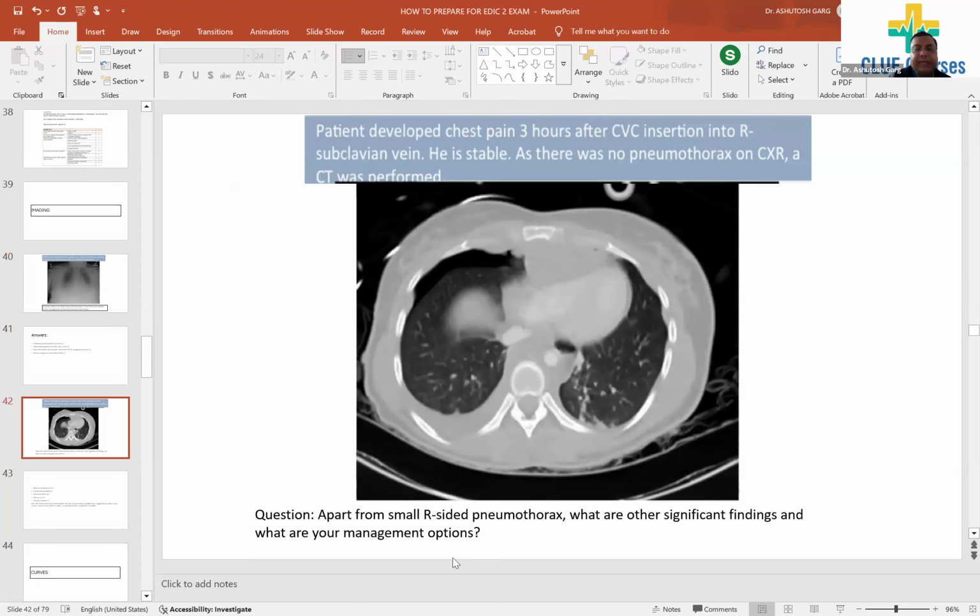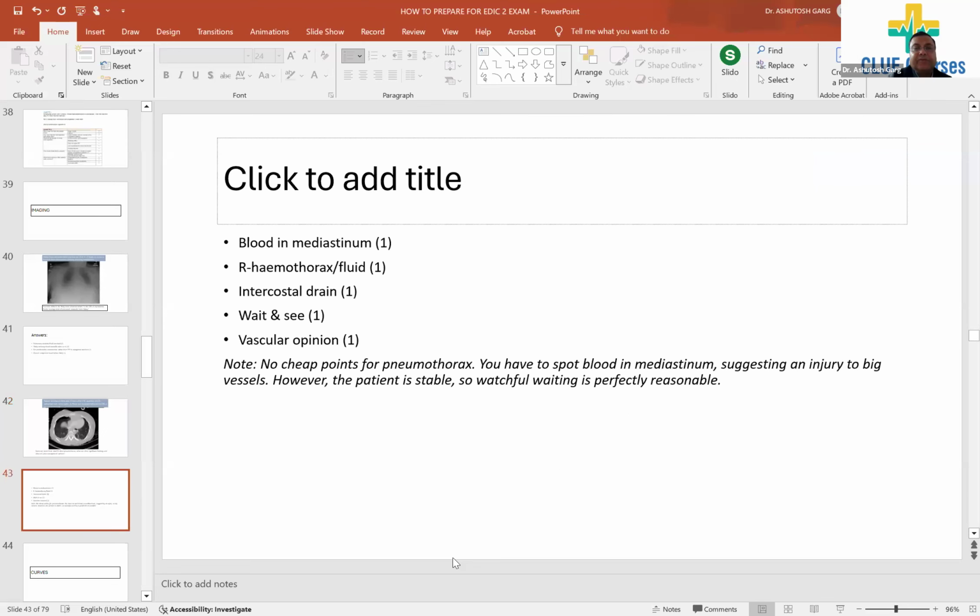Again, they will show you some CT and ask, apart from right side pneumothorax, what are the other significant findings and what is your management option? So they will give blood in the mediastinum, right hemothorax, intercostal drain.